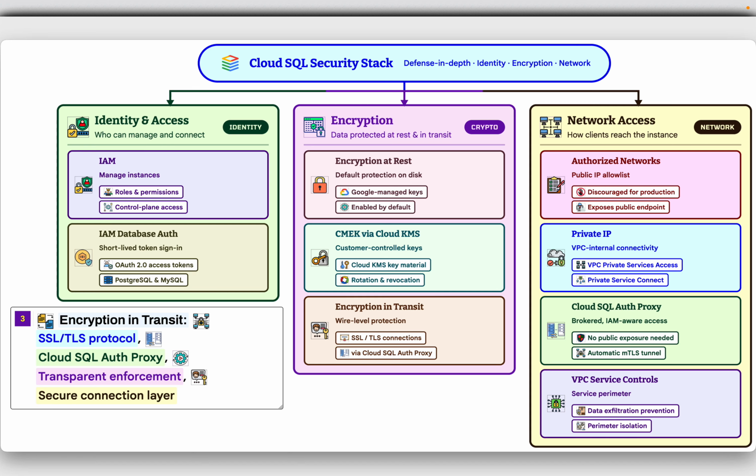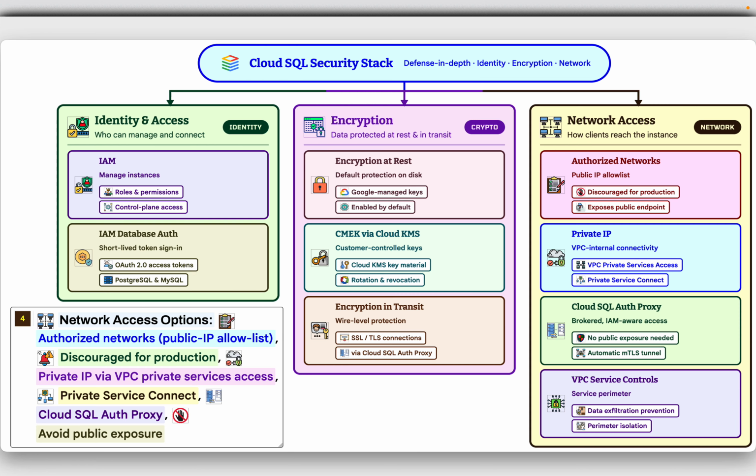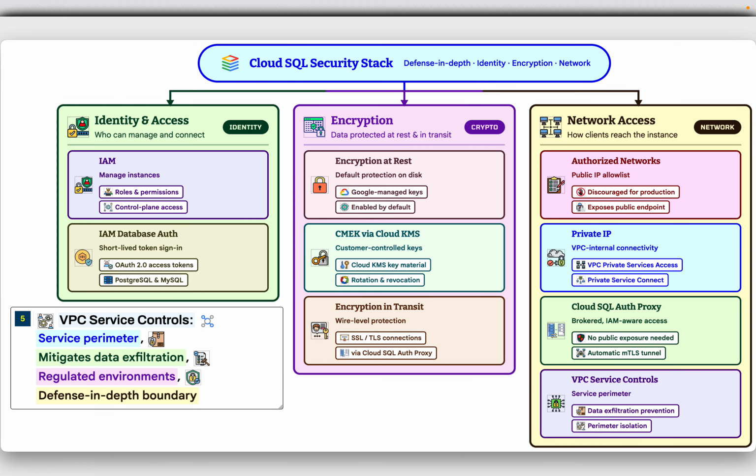Encryption in transit uses SSL/TLS, which the Cloud SQL Auth Proxy enforces transparently. For network access, you can use authorized networks, a public IP allow list, which is generally discouraged for production, private IP through VPC private services access or Private Service Connect, and the Cloud SQL Auth Proxy to avoid exposing the database publicly. VPC Service Controls can place Cloud SQL inside a service perimeter to mitigate data exfiltration risk in regulated environments.